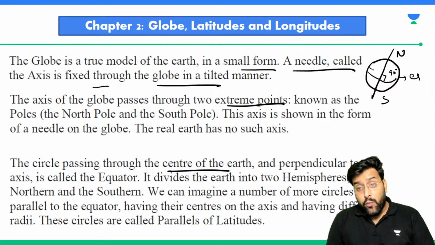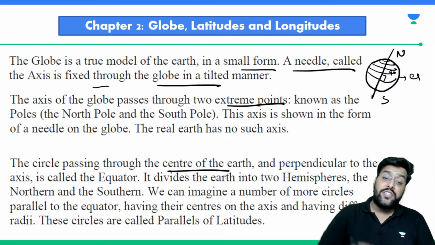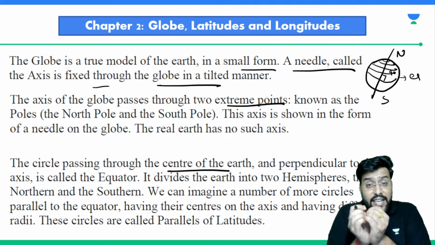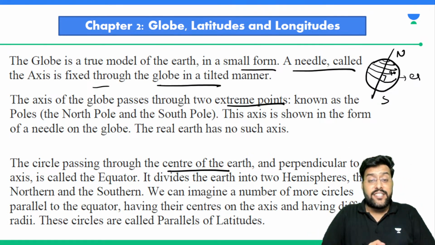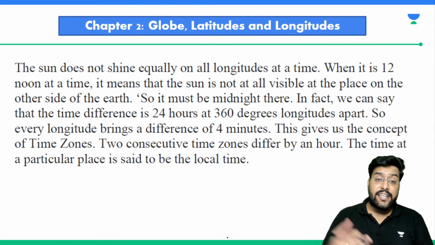We can imagine more such circles which are parallel to each other. Their size decreases as we move away from the equator towards the pole. So the pole will be the smallest latitude and the equator will be the longest latitude. These lines are called parallels or latitudes because they never intersect each other.